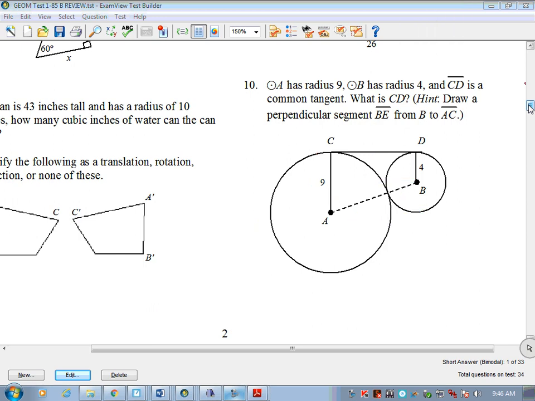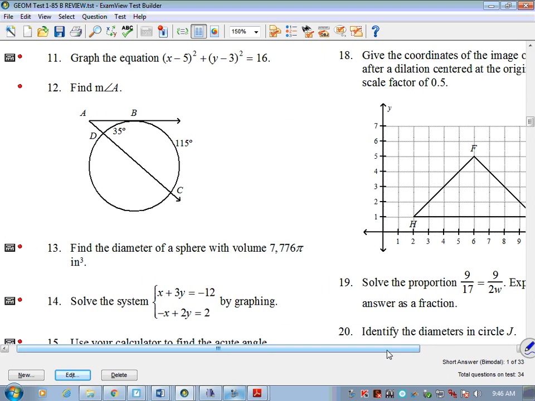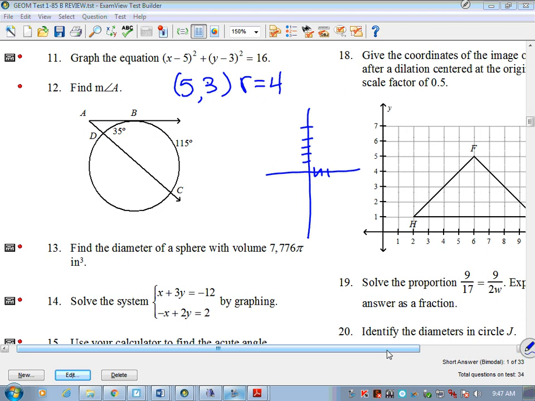All right. Let's come on down to number 11. Graph the equation. All right. So what is this equation showing me? What am I graphing ultimately there? Graph of a circle. Can you tell me what the center of the circle is going to be based upon that equation? 5, 3. Can anybody tell me what the radius is going to be based upon that equation? Is it 16 or it's 4? Because I have to square root it, right? So, just roughly, I'm going to go to the right 3, up 5. Okay, that's going to be the center. 1, 2, 3, 4. 1, 2, 3, 4. 1, 2, 3, 4. 1, 2, 3, 4. Okay, that should be my circle right there.